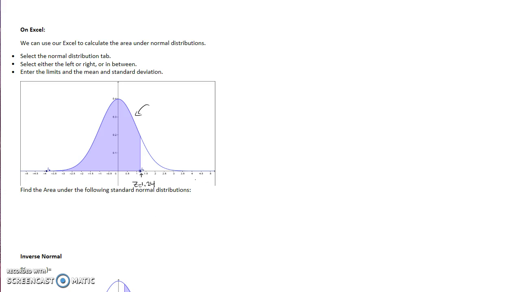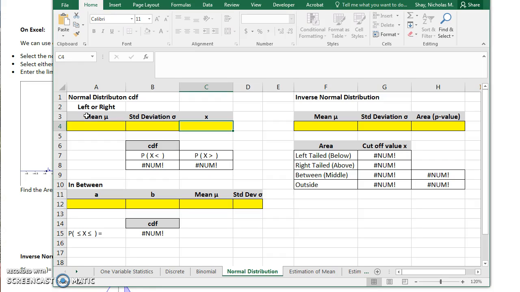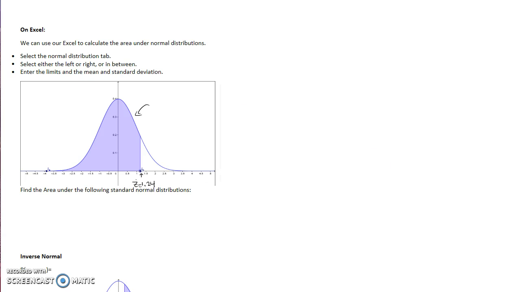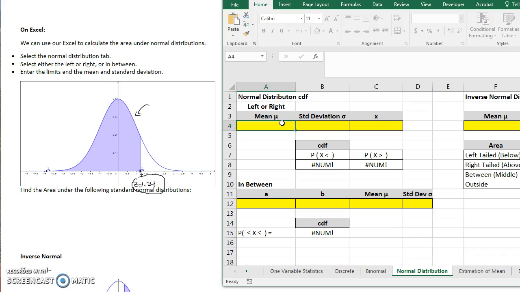So if we're using the left portion, let's take a look at the Excel spreadsheet and see what it's asking us. When I'm at left or right, it wants the mean, it wants the standard deviation, and then it wants the x value. That x value is going to be the upper or lower limit. In this case, it's going to be the 1.24 right here. So I'm going to put my mean of 0 because it's the standard normal distribution, the standard deviation of 1, and then this x value is going to be 1.24.